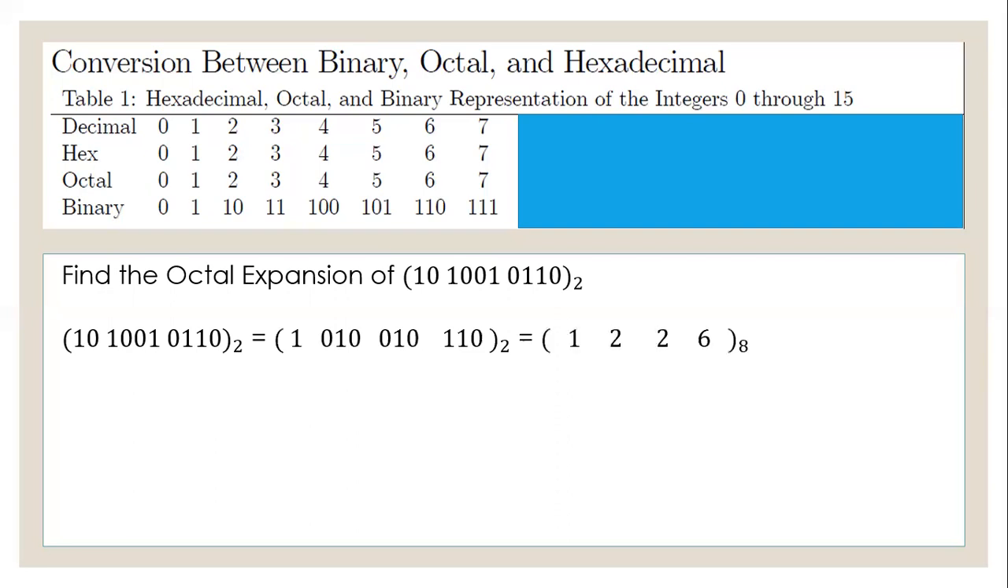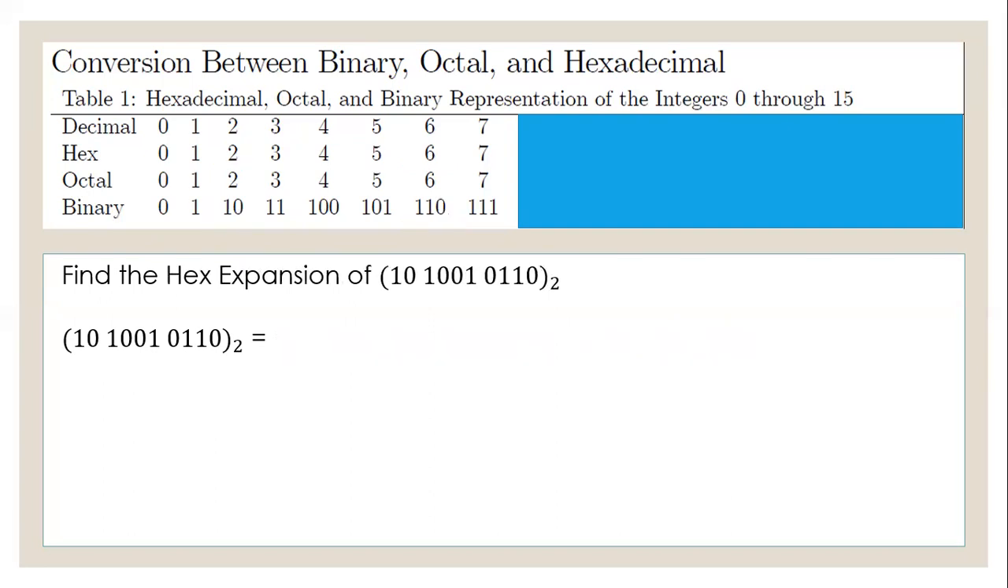So I get 1, 2, 2, 6 in octal. 1, 1, 0 is the same as a 6 in octal. 1, 0, 1 is the same as 2 in octal. Now the trick there is that you look up the table, and in binary you don't see a 0, 1, 0, but you pad to the left with the representative number of zeros.